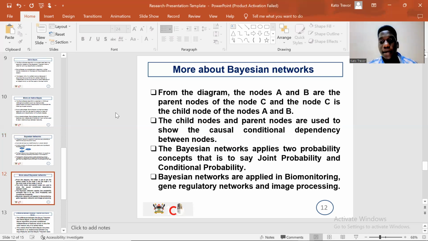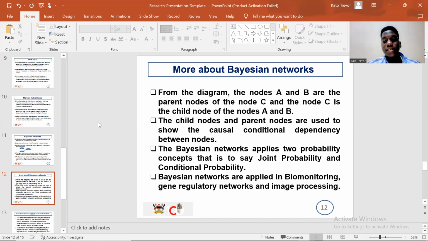Bayesian networks apply to probability concepts, that is to say joint probability and conditional probability. Joint probability is where two events occur at the same time, without the dependence of one occurring first, without the knowledge of the other one occurring. They just both occur at the same time, while conditional probability is where one event occurs given another has already occurred. That's what I would call conditional probability.